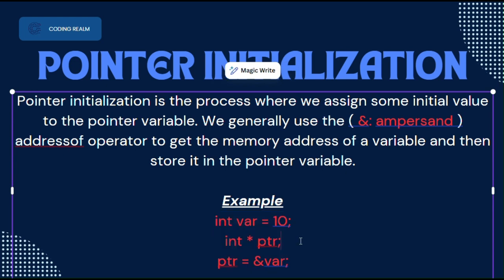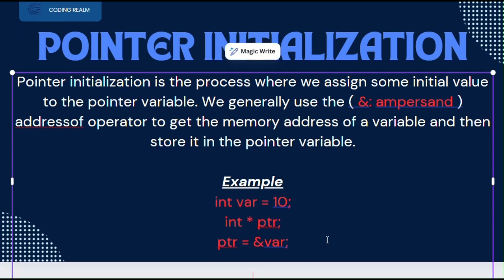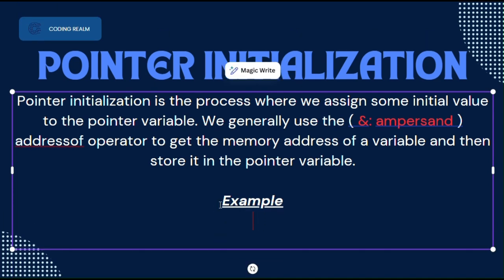I need to write integer star ptr equal to address of var. This method is called pointer definition, as the pointer is declared and initialized at the same time.